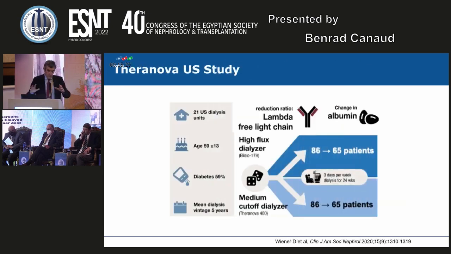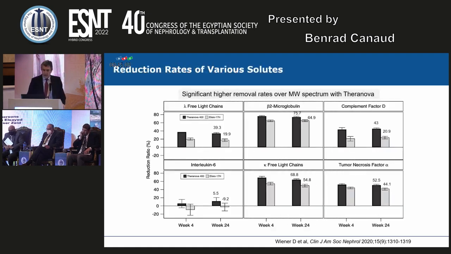And this is the biggest study from the US. They made this study, which is not tremendous in terms of time, but a large study looking at the primary outcome, free light chain. So clinical performances and some related parameters. And again, it shows that with the convective action, you can reduce the concentration of the free light chain, beta-2M, complement factor D, and some inflammatory markers such as the interleukin and TNF.